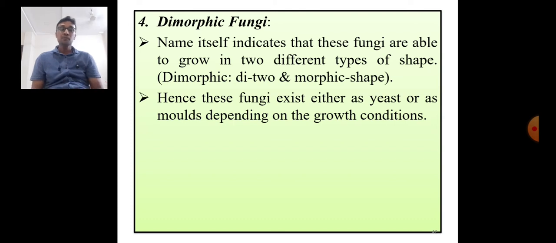Understand, student? So this was indicating that basically there are the four types of the fungus, which get classified on the basis of their shape and size, and that's why it is called the morphological classification of fungus.